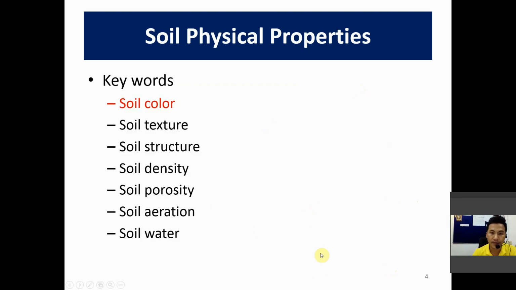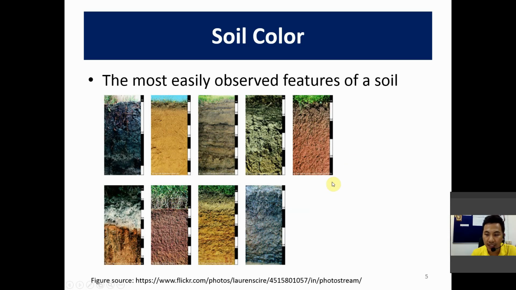First of all, soil color. Soil color is pretty easy. As we get to know the soil at first, this is probably the first feature, the first physical property that you are familiar with, because you can observe it right away. Here is a photo of different types of soil showing different colors. You can see that the color can range from really dark to yellow to pink or red, or a mixture among them. So this is completely different across regions and different weather as well.